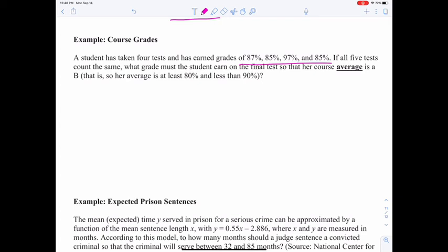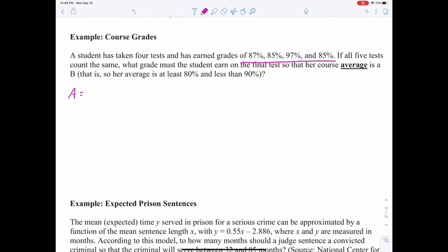If all 5 tests count the same, what grade must the student earn on the final test so that her course average is a B? In other words, between 80 and 90%, right? Well, 90% would be an A. So this is how we're going to write this up. So we want this average, right? So first let's find the average.